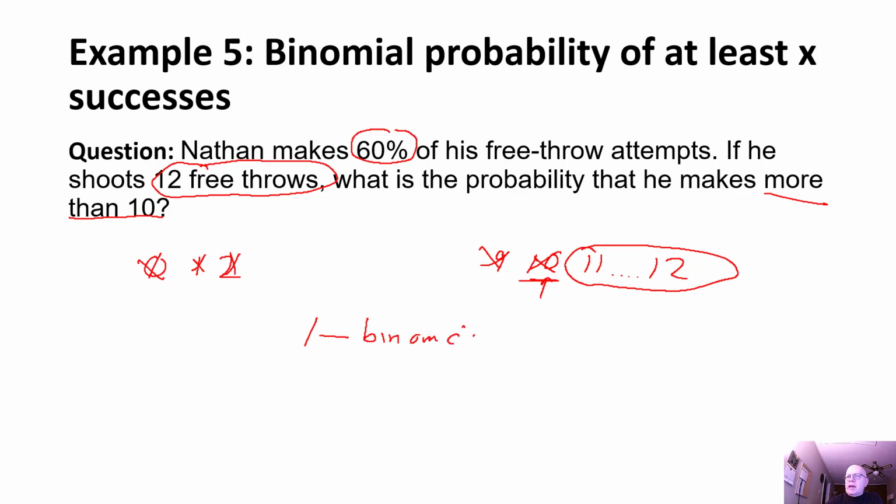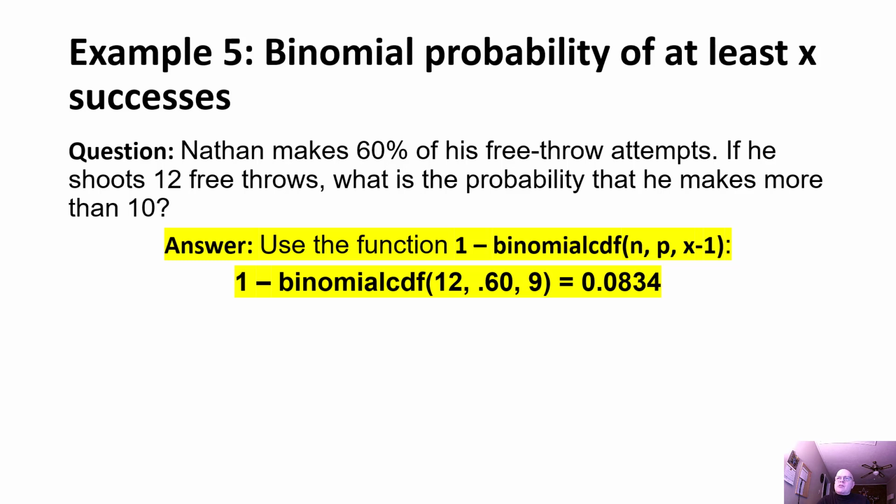Binomial CDF, 12 free throws, 0.6 probability, and I want to subtract out all the probabilities up through and including 10. And there's our answer. Well, I hope you feel comfortable with it now.